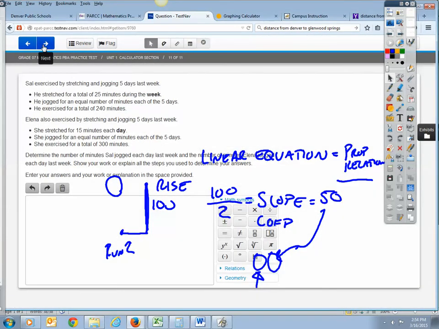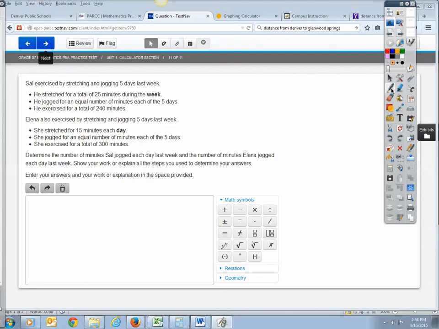All right. Ooh, exercising. We love exercising. All right. Sal exercised by stretching and jogging 5 days last week. He stretched for a total of 25 minutes during the week. He jogged for an equal amount of minutes each of the 5 days. He exercised for a total of 240 minutes. Elena also exercised by stretching and jogging 5 days a week. She stretched for 15 minutes each day. She jogged for an equal amount of minutes for the next 5 days, and she exercised for a total of 300 minutes. Okay. Determine the number of minutes Sal jogged each day last week and the number of minutes Elena jogged each day last week.